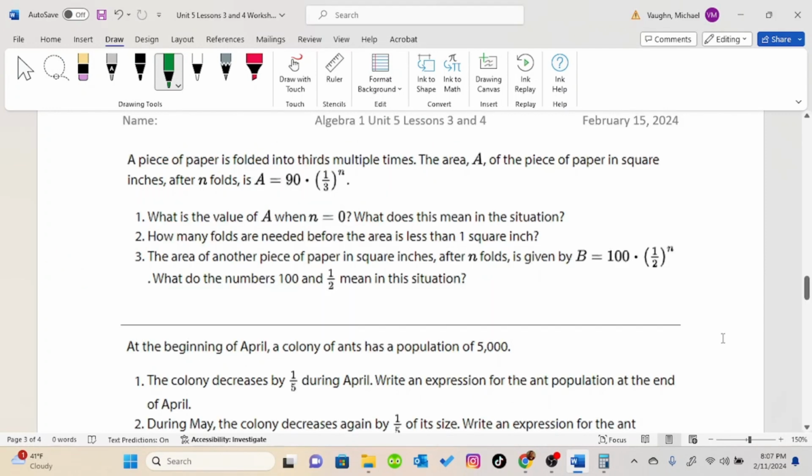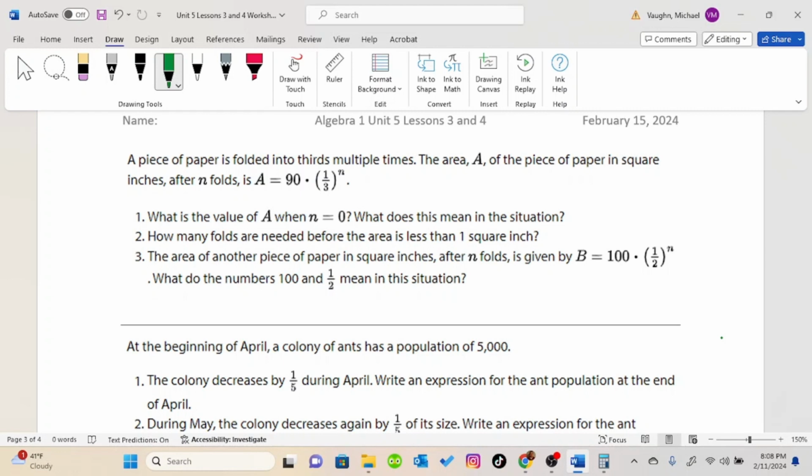A piece of paper is folded into thirds multiple times. The area A of the piece of paper in square inches after n folds is A equals 90 times 1/3 to the power of n. Number 1. What is the value of A when n equals 0? What does this mean in this situation?